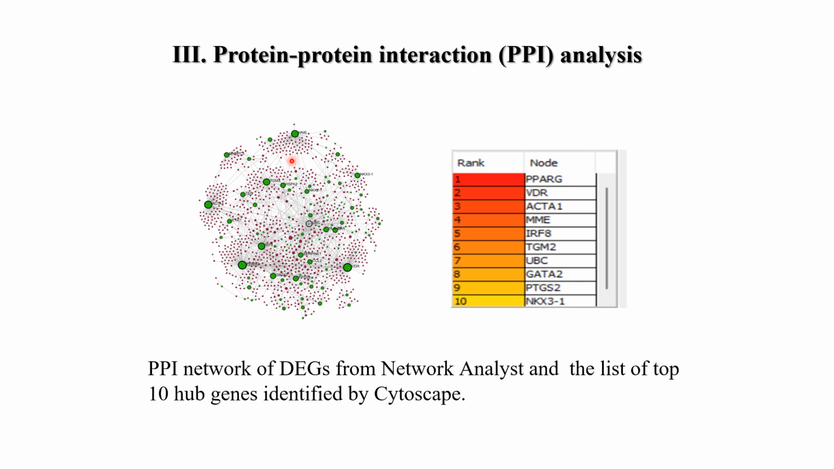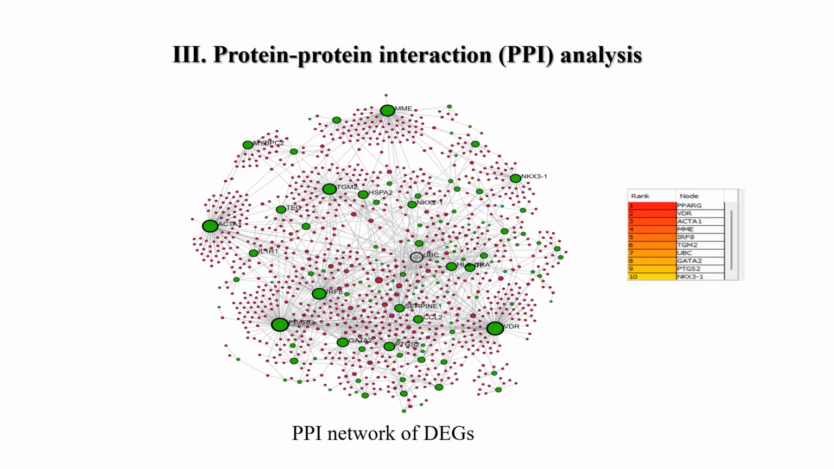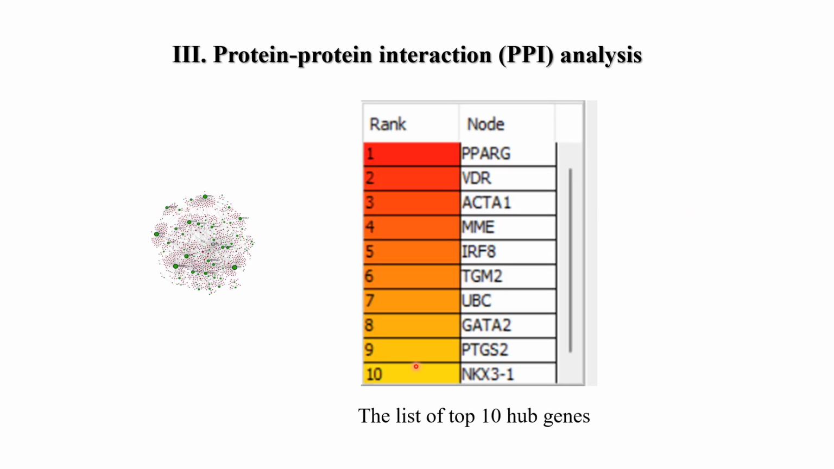Now, it's a very important result from protein-protein interaction analysis. In protein-protein interaction analysis, we use a server called NetworkAnalyst, and we also use software called Cytoscape to rank our hub genes. So we see the result of protein-protein interaction analysis through the NetworkAnalyst server. Here we see our result, and also we see the list of top 10 hub genes through Cytoscape. We see PPARG ranks first, the second rank is VDR, and ACTA1 is third rank.